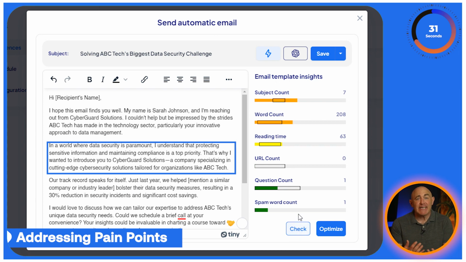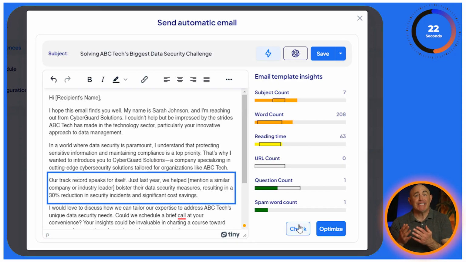Okay, so once you've captured your recipient's attention, it's time to provide value and build trust. This is where you differentiate yourself from the competition. To do that, research your recipient's pain points and offer a solution. Show them that you understand their challenges and have a unique offering that can help them overcome those obstacles.